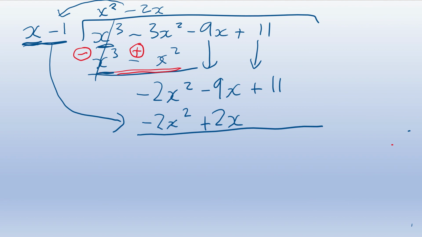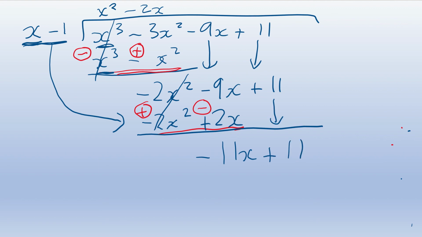Draw my line underneath, and I take my bottom line away from the line just up above it. So if I take minus 2x squared away, that's going to be a plus. And if I take plus 2x away from minus 9x, that's going to be a negative. So for this part here, minus 2x squared plus 2x squared is 0. So I'm just going to put a line through those so I know that I'm done with those. Minus 9x minus 2x will give me minus 11x. And I haven't used the plus 11 here, so I'm going to bring that down, plus 11.